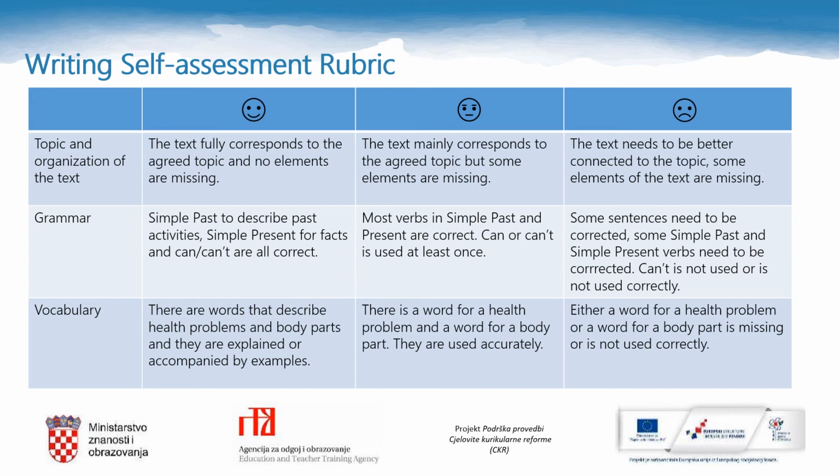finish writing your text. You will see that it is important for your text to fully correspond to the topic and to have all the elements from the task. It's important for you to use the simple past, simple present, can and can't, and to use the words that describe health problems and body parts. I hope this rubric can help you write a better text.